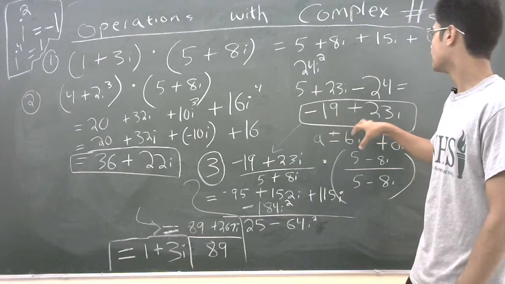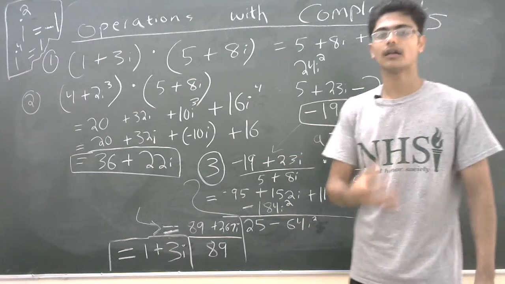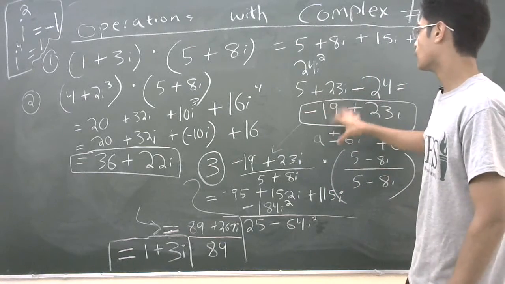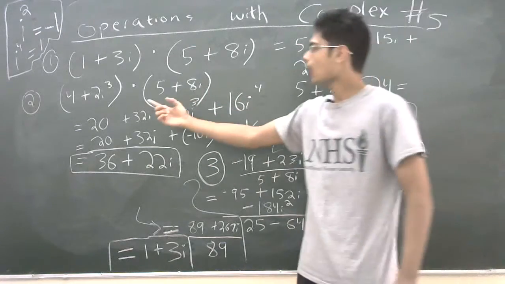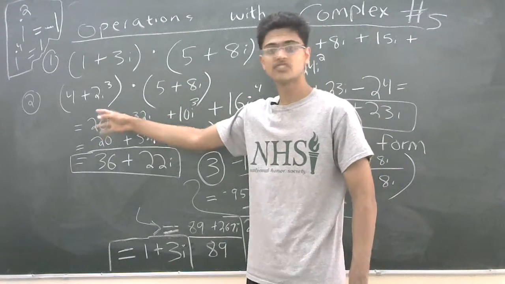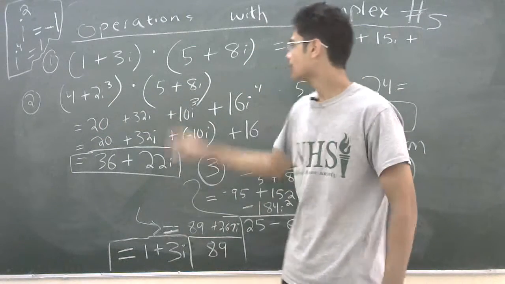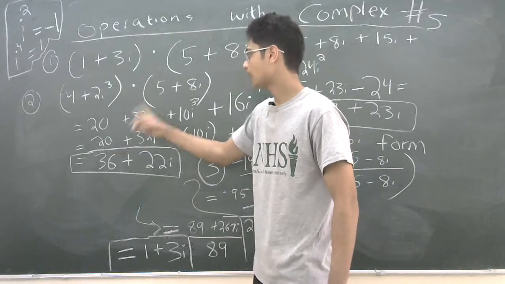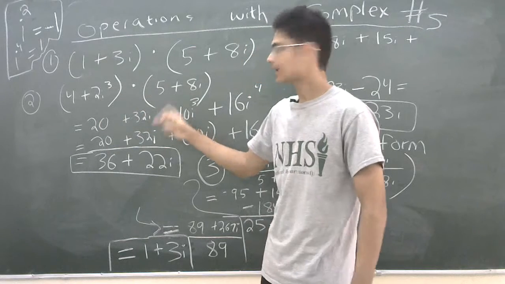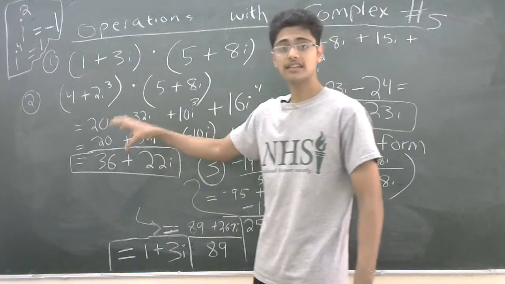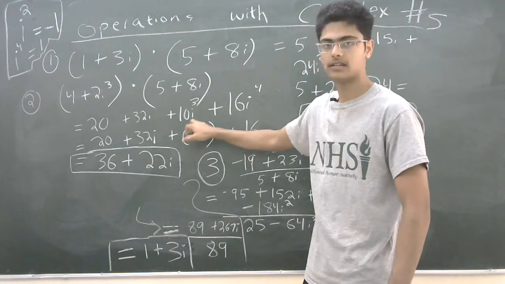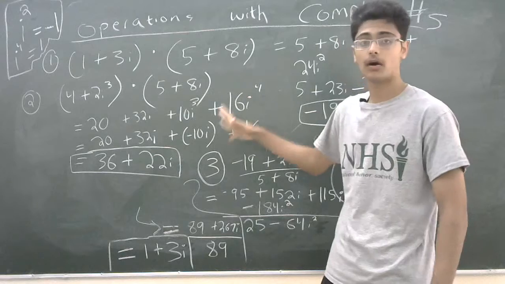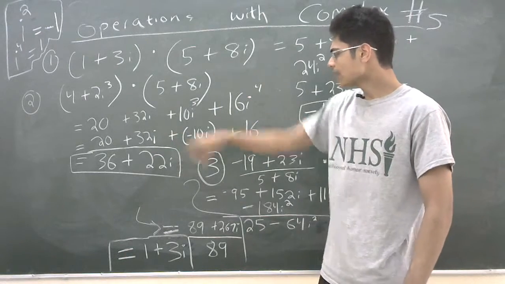So this is, you could say, the simplified version, because we have brought this in the form of a plus or minus bi. So this is what we have now. Now moving on to the second problem, as you can see there, we have 4 plus 2i cubed times 5 plus 8i. So again, using the distributive property, we get 4 times 5 is 20, 4 times 8i is 32i, 2i cubed times 5 is 10i cubed, and then 2i cubed times 8i is 16i to the power of 4. So again, think about it.